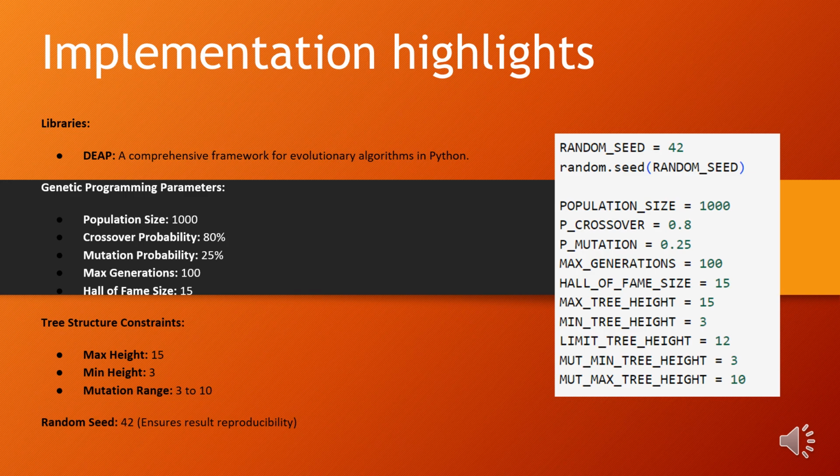It helped us to design and execute genetic programming processes. Our GP setup involved configuring several parameters such as a population size of 1000, a crossover probability of 80%, and a mutation probability of 25%. We also ran the algorithm for a maximum of 100 generations to ensure enough time for convergence. The tree structure of the individual was constrained with a minimum height of 3 and a maximum of 50 to control the complexity of the models. Additionally, we set a random seed to ensure the results were reproducible. By iterating over generations, our GP evolved progressively better solutions for diabetes classification.